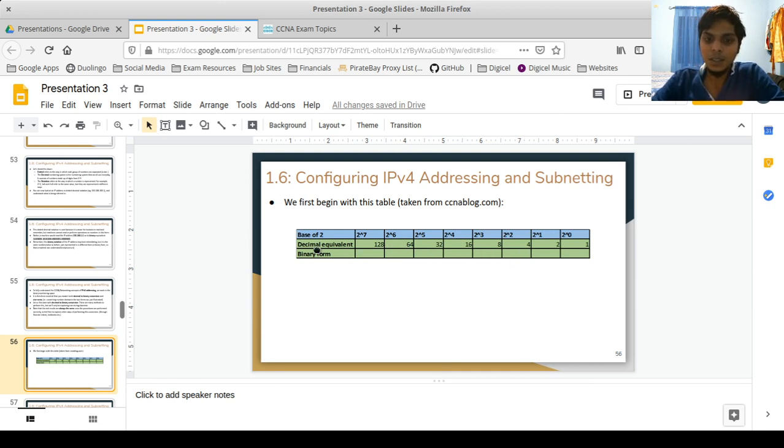Then, of course, we actually calculate the decimal equivalent of those base of 2 numbers. So 2 to the power 0, anything to the power 0 is 1. 2 to the power of 1 is just 2. 2 to the power of 2 is 4. 2 to the power of 3 is 8. 2 to the power of 4 is 16. 2 to the power of 5 is 32. 2 to the power of 6 is 64. And 2 to the power of 7 is 128.